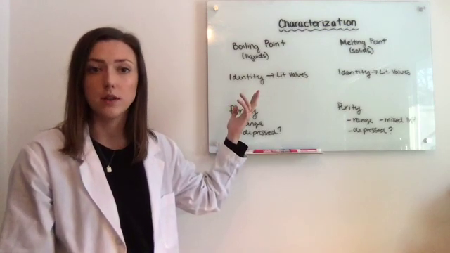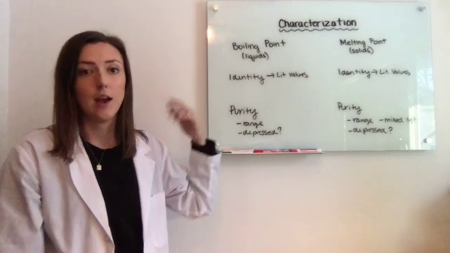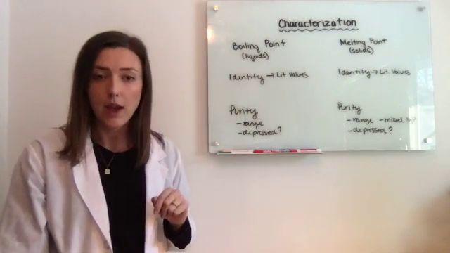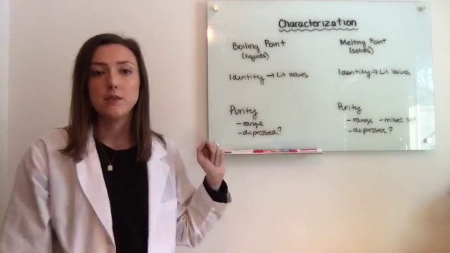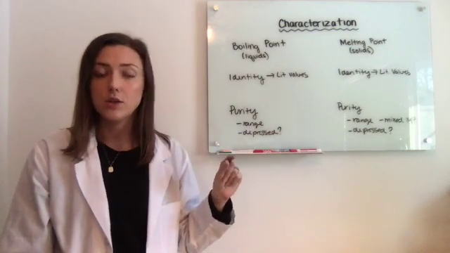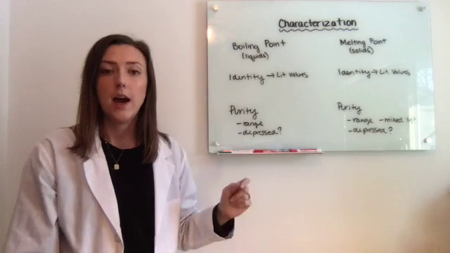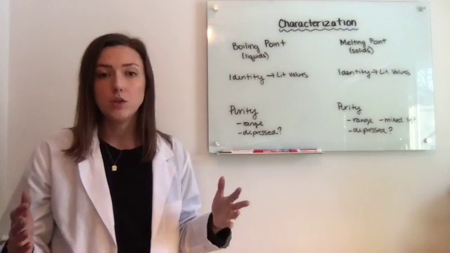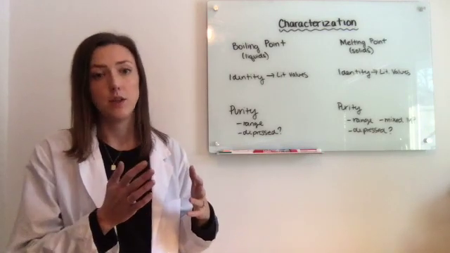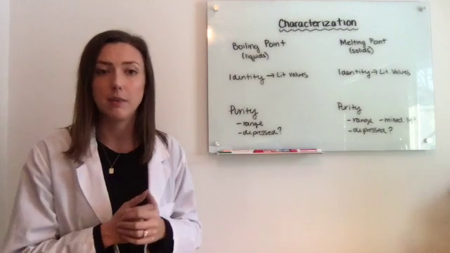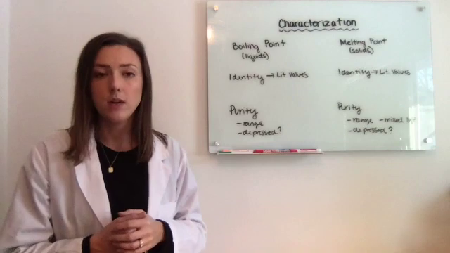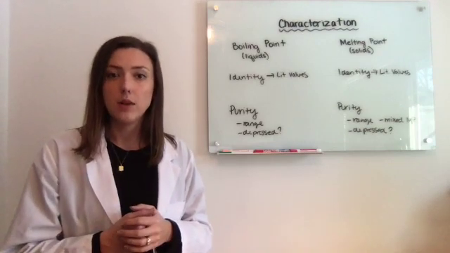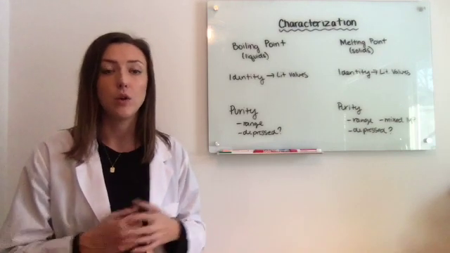So the identity can be confirmed by comparing either of these to the literature values that you'd find on any reliable source online, and that can help you confirm that you are looking at what you think you're looking at. As well, you can look at the purity of your sample, because very pure substances have very narrow ranges of boiling points and melting points. So if you do see a very wide range, or if you see a depressed melting or boiling point, so it's a little bit lower than you would expect, you can probably assume that there is some sort of impurity in the sample.